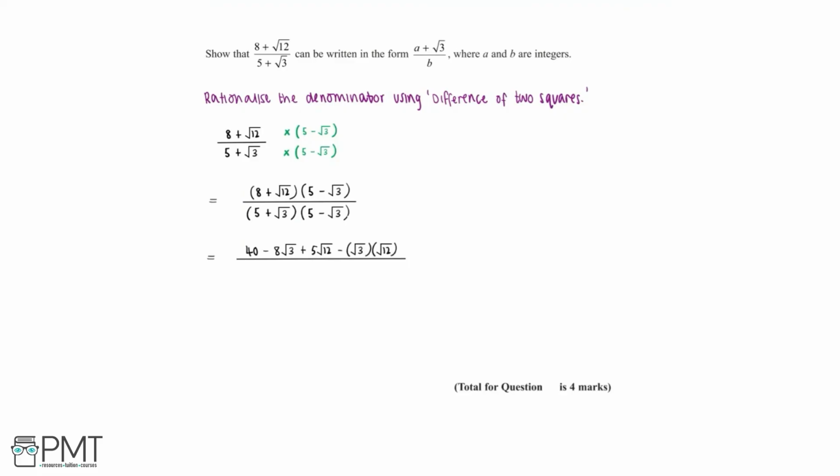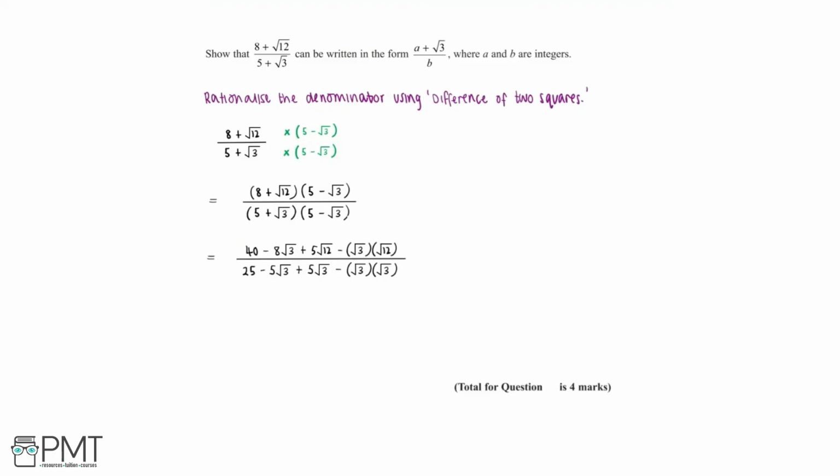Now for the denominator. We'll start with 5 multiplied by 5, which is equal to 25. Then we have 5 multiplied by minus root 3, which is equal to minus 5 root 3. Then we have root 3 multiplied by 5, which is equal to plus 5 root 3. And finally, we have root 3 multiplied by minus root 3, which is equal to minus root 3 multiplied by root 3, which we'll simplify in the next step.